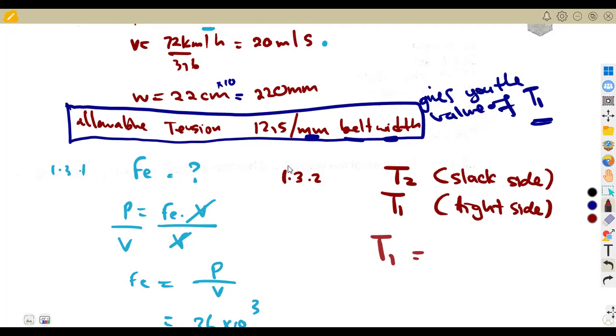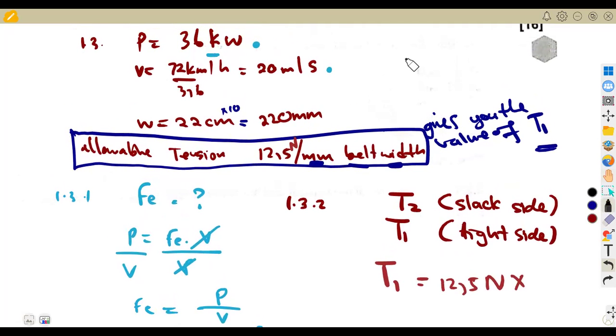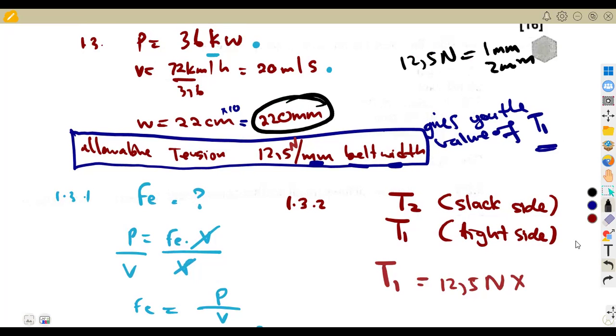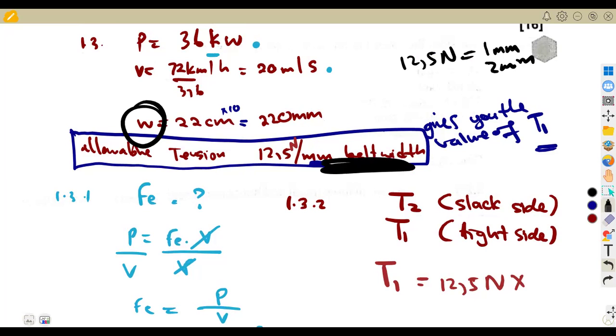So it is given as 12.5 Newton per millimeter, all right? So it's going to be 12.5 Newton for each 1 millimeter. It's like this, guys. 12.5 Newton is equal to 1 millimeter. So when it is 2 millimeters, you multiply by 2. When it is 3, you multiply by 3. So we imagine for 220 millimeters of width, because it's per belt width, you're going to multiply by 220. So that is the idea there.